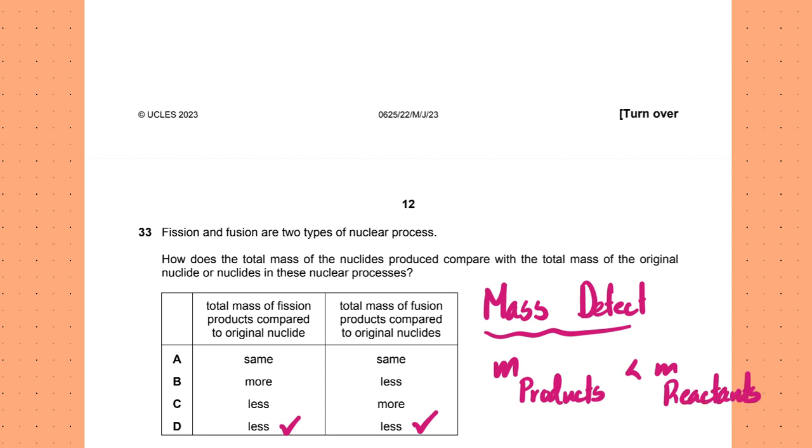For any equation, for any nuclear process to take place, this must be true, right? Be it fission or be it fusion. So this is the idea of mass defect. This is what must always be true.